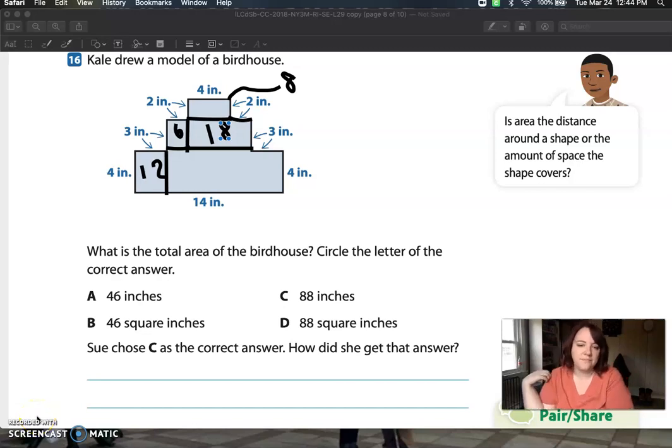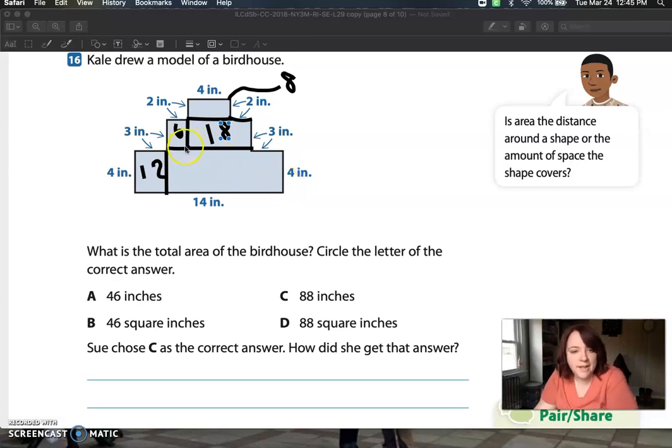Okay, as I was saying, now we just need to finish this bottom part. It is 14 and 4. However, we don't need this 14 now because this is the whole thing. We only need this part. Well, we just found out that this side right here was 4 plus 2, which is 6. So now we know that this side is 6, and we know that this side is 4.